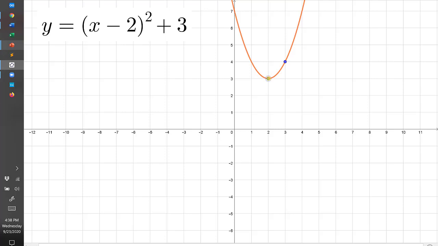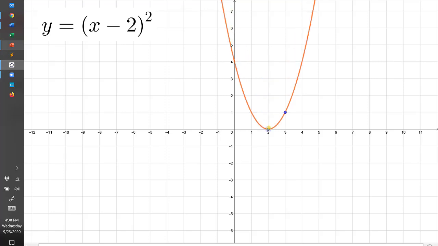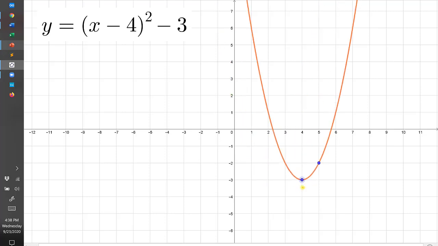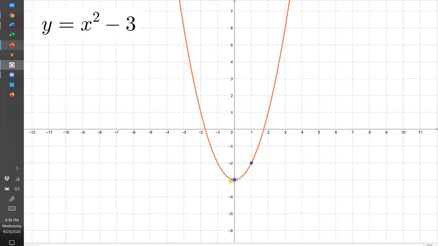Or if I drag this down. So if you didn't have the picture, if you only had the function x minus 2 squared minus 1, you'd know it was your basic x squared function shifted to the right by 2 and down by 1.